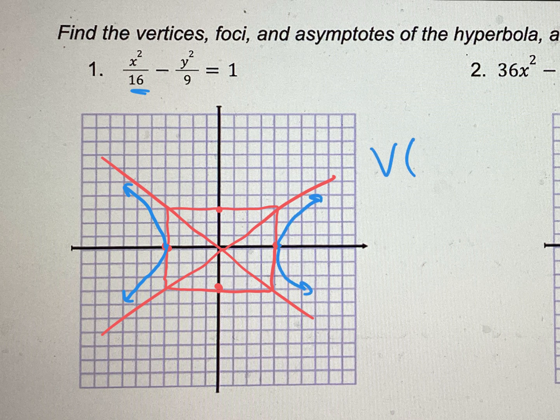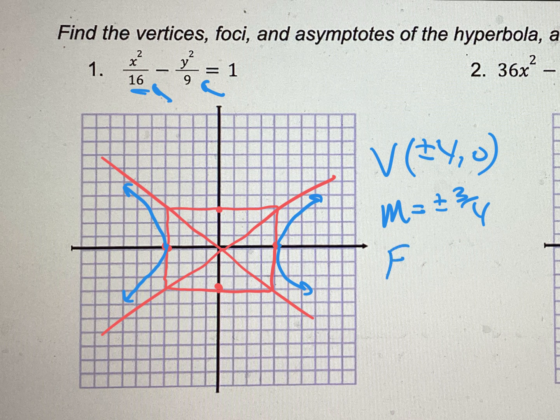The vertices are at plus or minus 4 and 0. They're both at 4, negative 4. The asymptote, we're just doing the slopes of the asymptote. You can tell from the picture that our rise is 3 and run is 4 both directions, so it's plus or minus 3/4. Or you could do the square root of the number under the y over the square root of the number under the x, because y is rise, x is run.